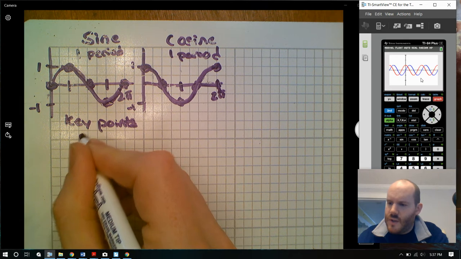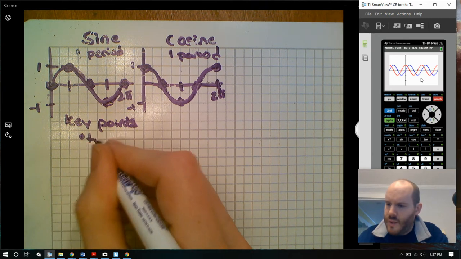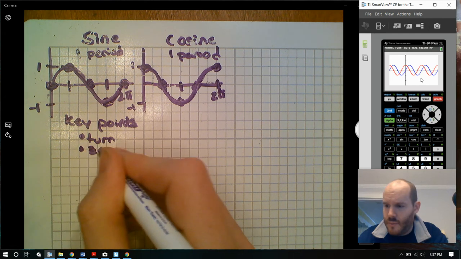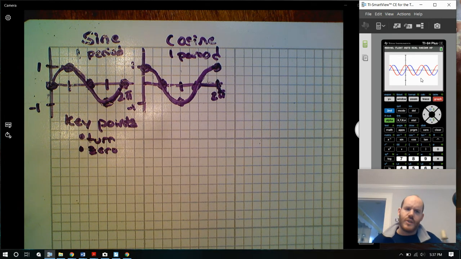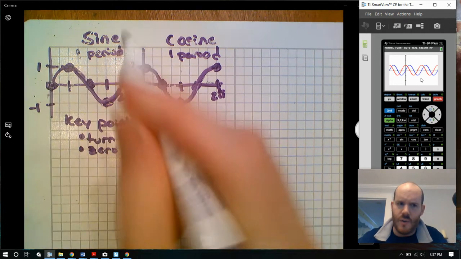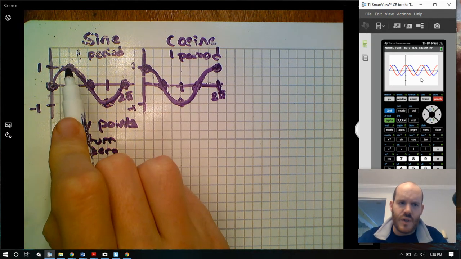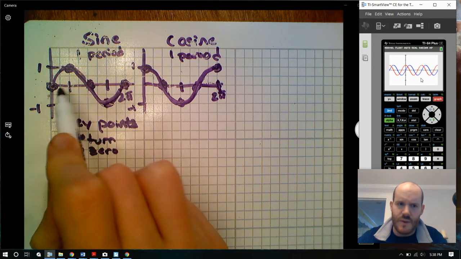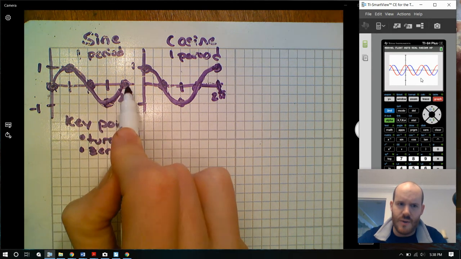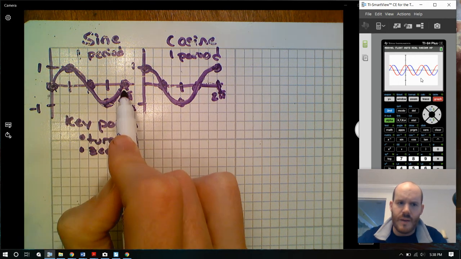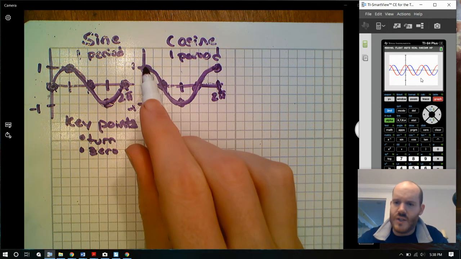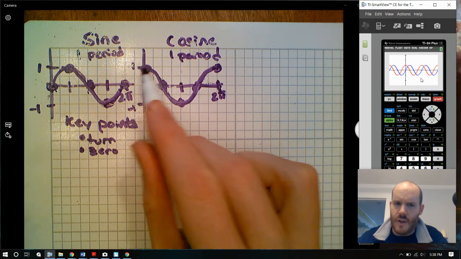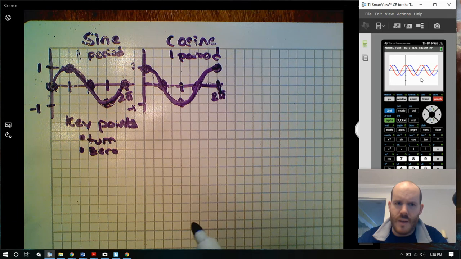The key points occur in 2 places. It's either the turning point or where the value crosses the axis, so the 0 of the function. So I can see sine starts at a 0, then proceeds up to a turning point, passes back through a 0, down to another turning point, and back to 0. So sine passes through 3 zeros along its period. Whereas cosine starts at its turning point, so it only has the opportunity to pass through 2 zeros along its period. Okay, that's the main difference.